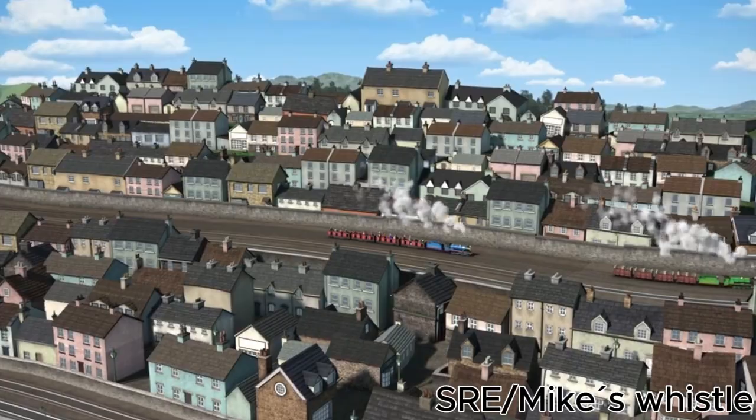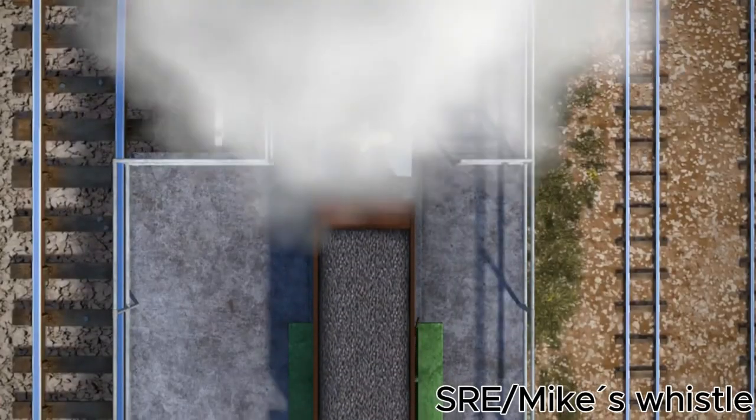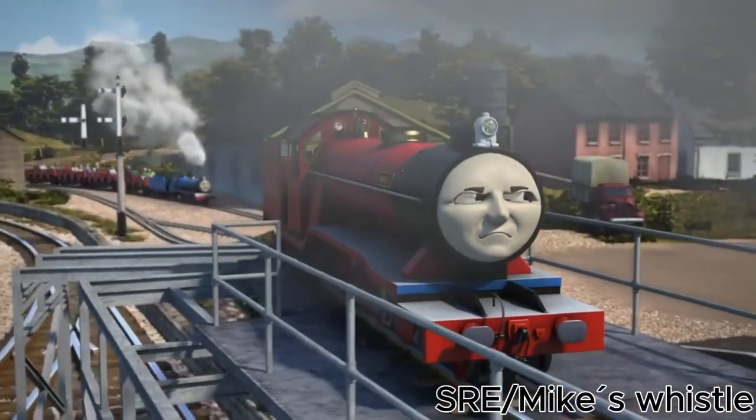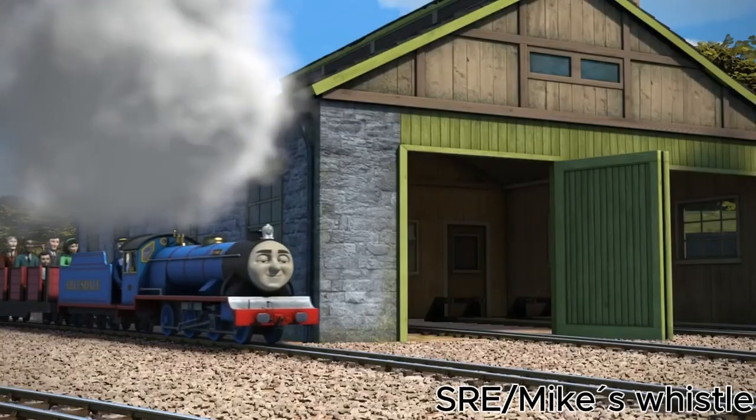So we get an intro for Mike and some add-on Thomas scenes, some passenger grumbling scenes, some smoke controller scenes and an outro. Other than that, the story plays out basically the same.